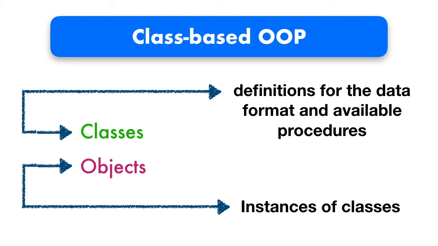There are also many prototype-based OOP languages present. JavaScript is perhaps the best known prototype-based OOP language. The main difference between class-based and prototype-based approaches is that for class-based languages, the classes, meaning the definitions for the data format and available procedures, are defined beforehand, and the objects are instantiated based on the classes.